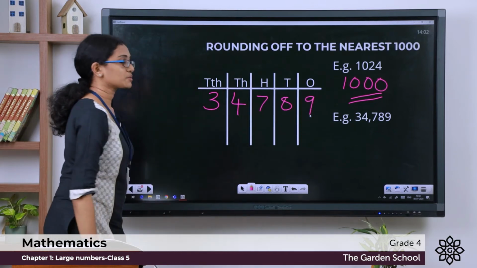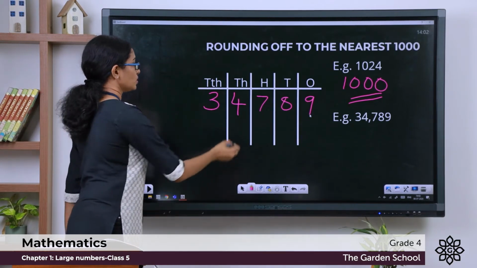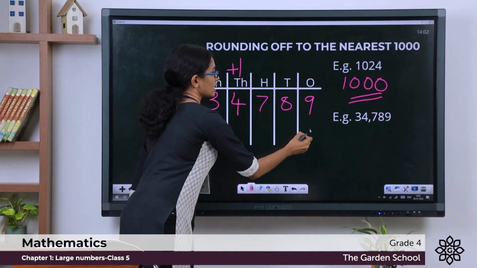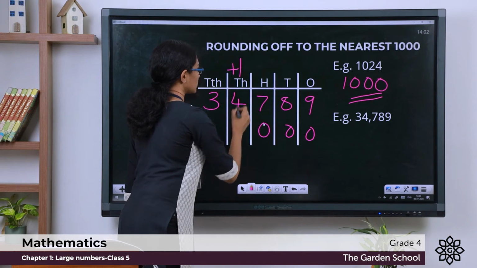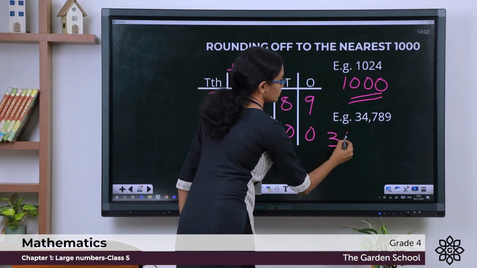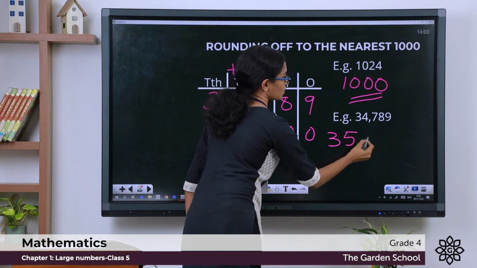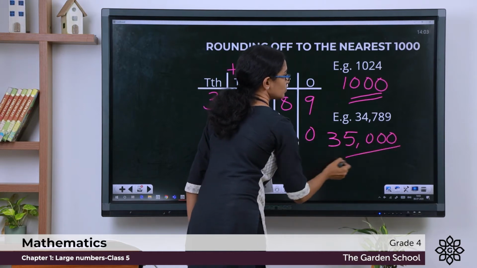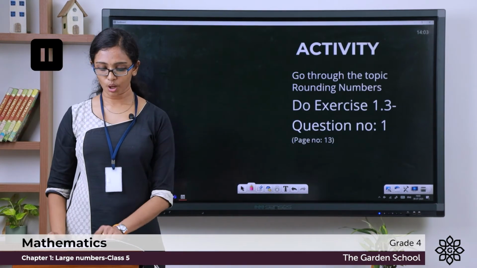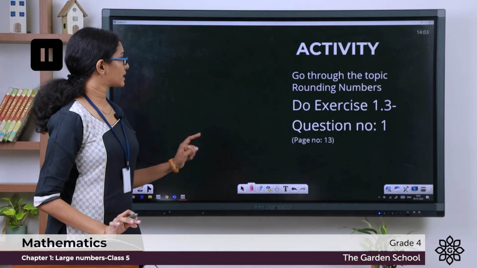Here the hundreds place is 7 which is more than 5. So we have to add 1 to the thousands place and change all the other digits to 0. So that will make this one 35,000. So 34,789 rounded off to the nearest 1000 will give you 35,000.